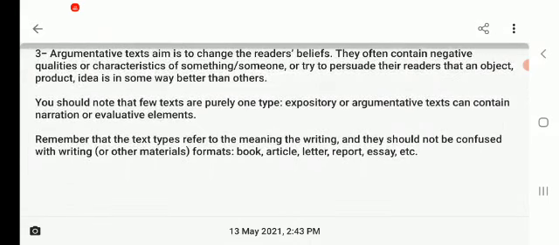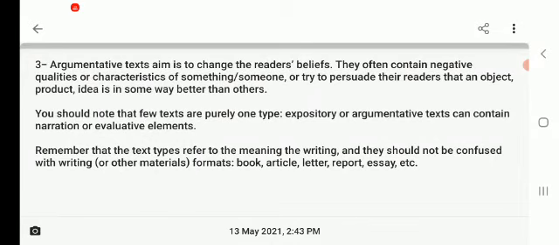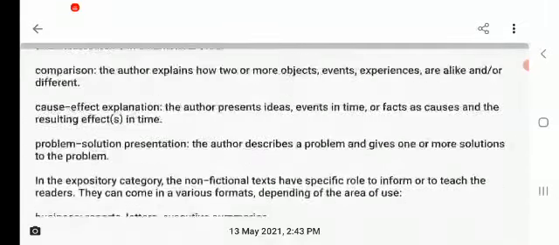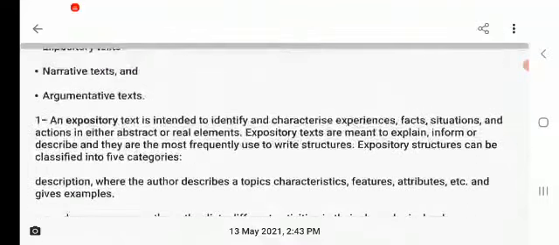You should know that few texts are purely one type; an expository or argumentative text can contain narration or evaluation elements. Remember that text types refer to the meaning of writing and should not be confused with the format of writing. Materials like books, articles, letters, reports, essays are better examples of kinds of writing formats. So these are the three main concepts of types of text which are very important to understand.